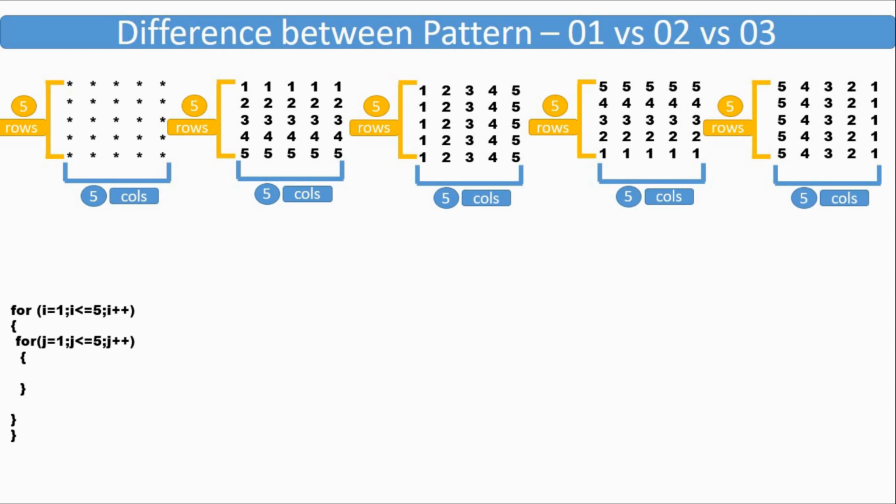Okay, the outer loop is running 5 times and the inner loop is also running 5 times. And what are we going to print here? A symbol, that is an asterisk. So we will print an asterisk here. That's it. This code will print this particular pattern.